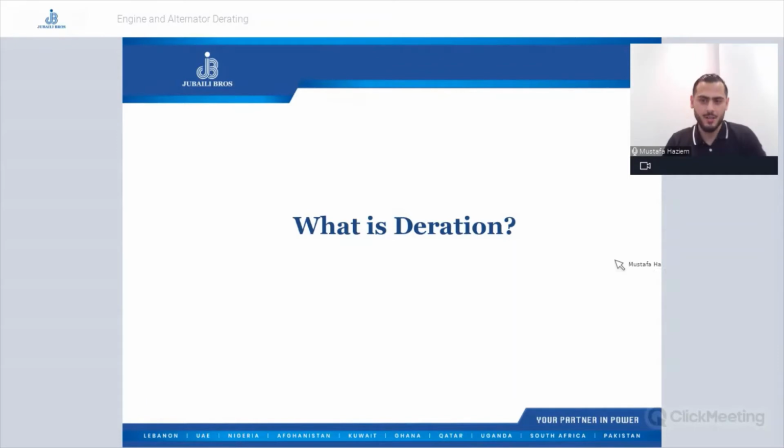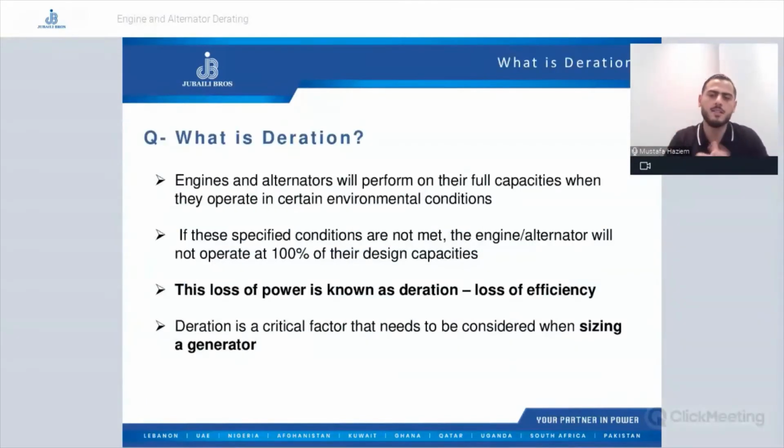What is derating? Let's start with some quick general information. All engines and alternators are designed to give you an output at certain environmental conditions which are provided by the manufacturer of the engine and the alternator. If these environmental conditions are not met, the engine and the alternator will not operate at 100% of their design capacity. This loss of power is called derating. In other words, a decrease or loss in efficiency.